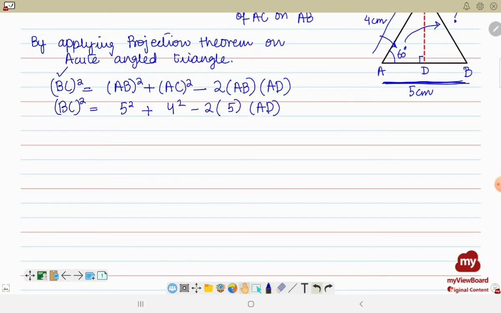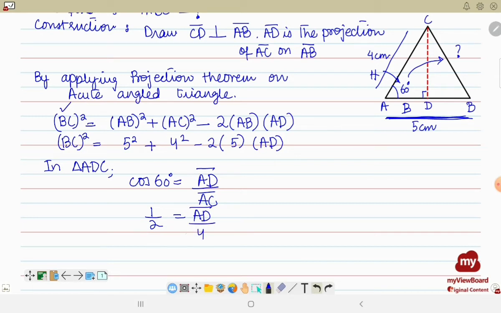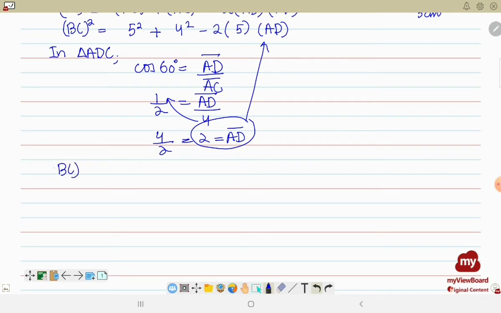So if you see in triangle ADC, it is a right angle triangle. In triangle ADC, we can easily apply the trigonometric ratio, and we will be using cos 60 degrees equal to base over hypotenuse. The base will be AD and hypotenuse will be AC. So cos 60 degree is equal to 1 by 2, equal to AD over AC, where AC is 4. So we'll be moving 4 to the other side, 4 by 2, and that is equal to 2, and that is the value of AD. So we'll be inserting this value in this equation. So we'll be getting BC square is equal to 5 square means 25, 4 square means 16 minus 2 times 5 into the value of AD, which is 2.